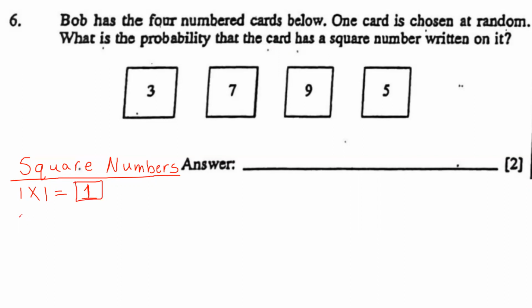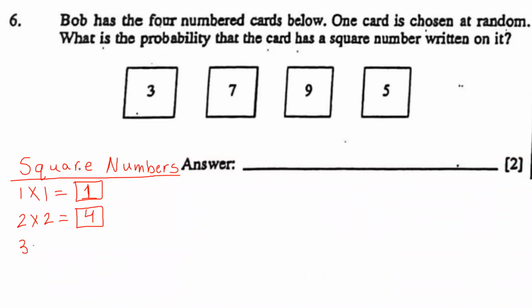Next up, 2 times 2. What is 2 times 2? 2 times 2 is what? 4. So 4 is a square number. Why? Because 2 times 2 is 4.